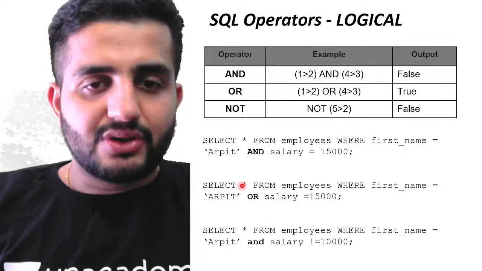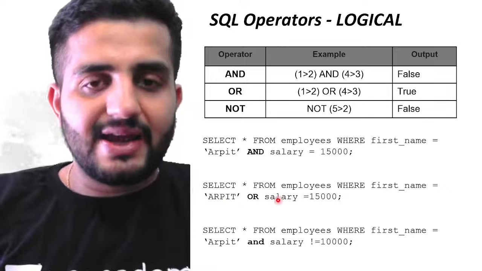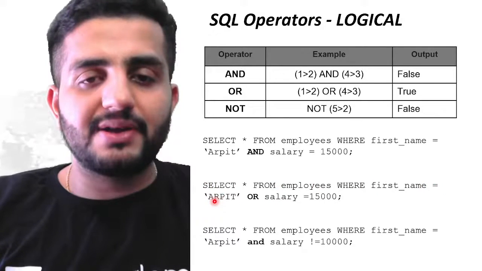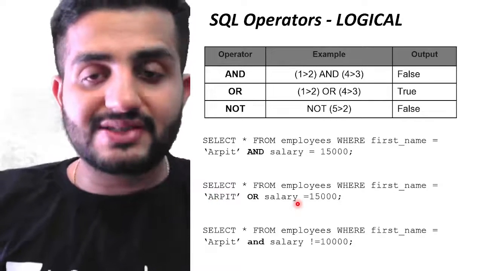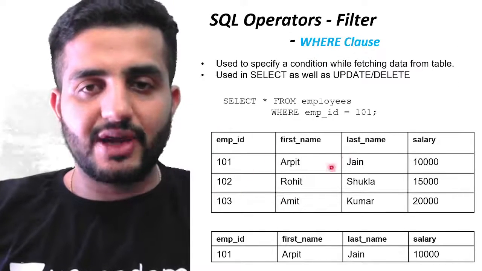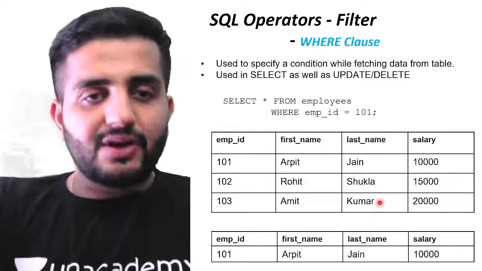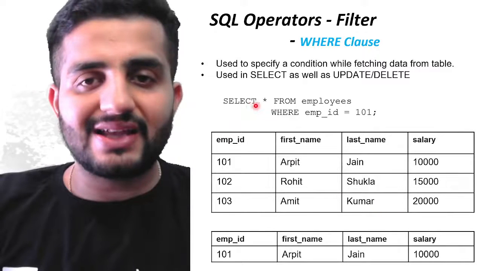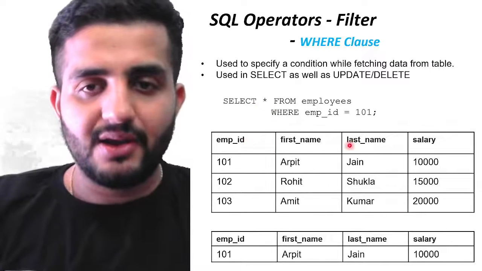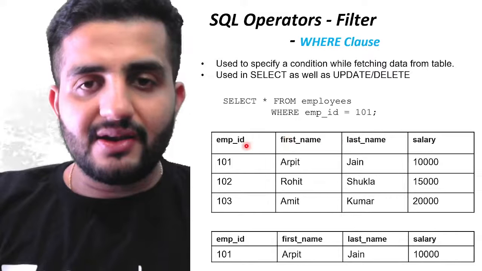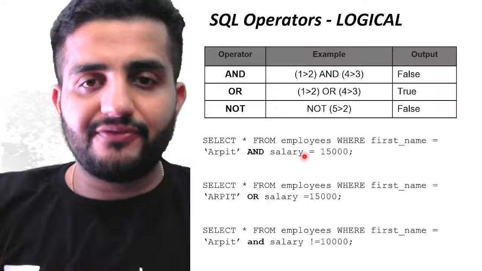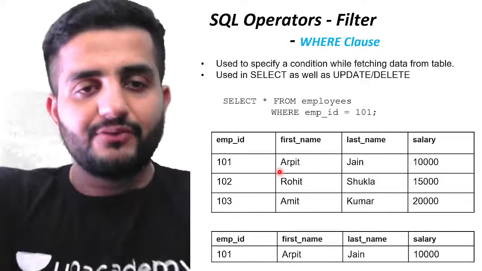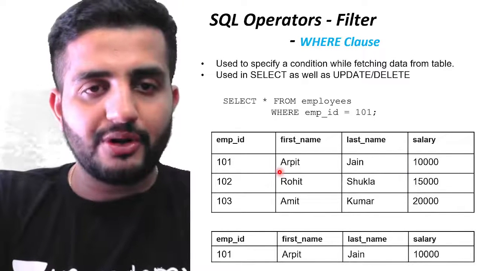Quickly guys, now I have a question for you. Look at the second statement. I have this: select star from employees where first name is equal to Arpit or salary is equal to 15,000. So you have this table in front of you, right? Can somebody tell me what the output is here? How many rows, how many columns? So you have your query, select star from employees where first name is Arpit or salary is equal to 15,000. Quickly guys, how many rows and how many columns will be there in the output?